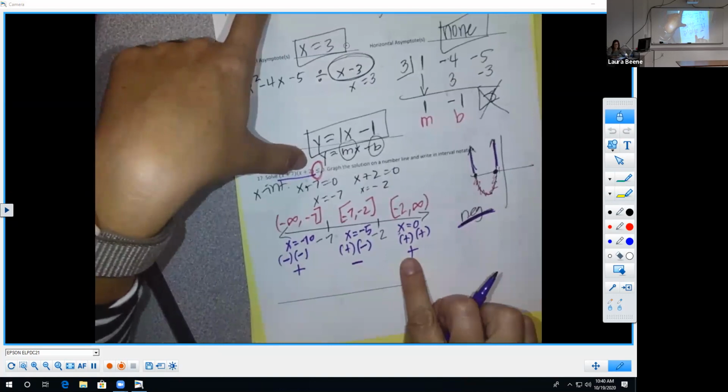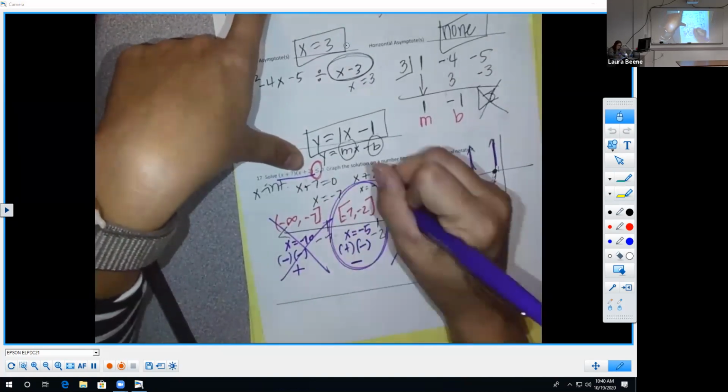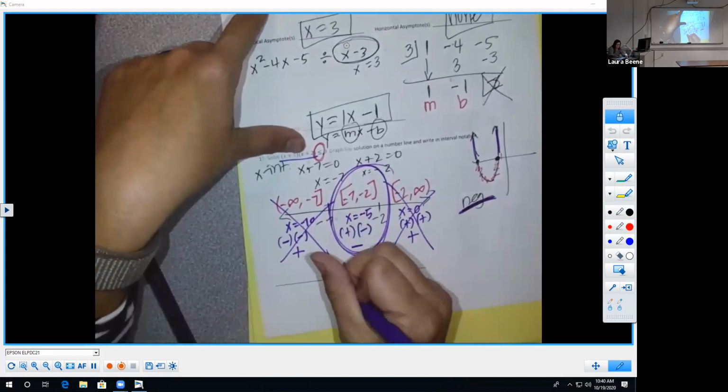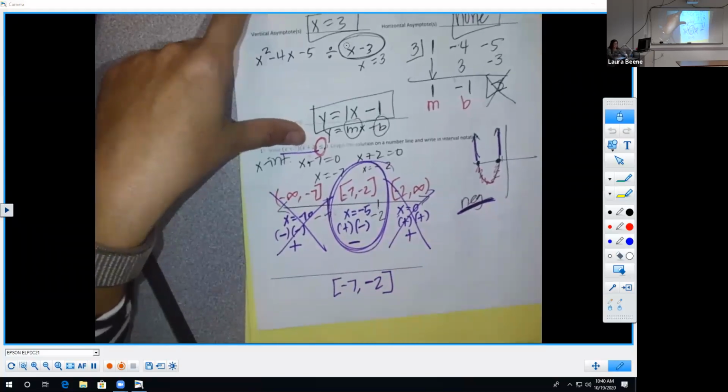Do I want positive numbers? I do not want positive numbers. I only want negative numbers. So my answer is that interval, -7 to -2.